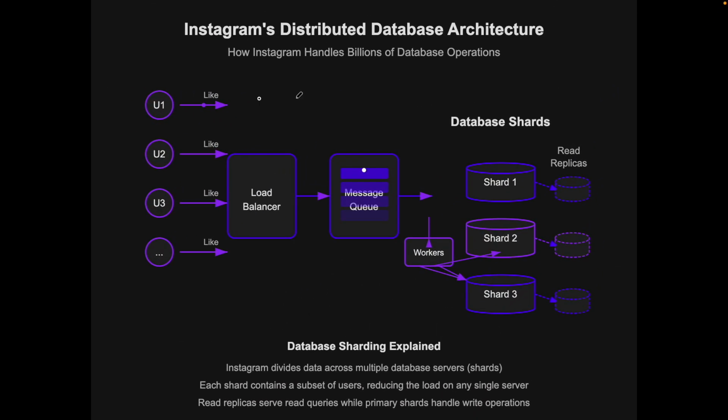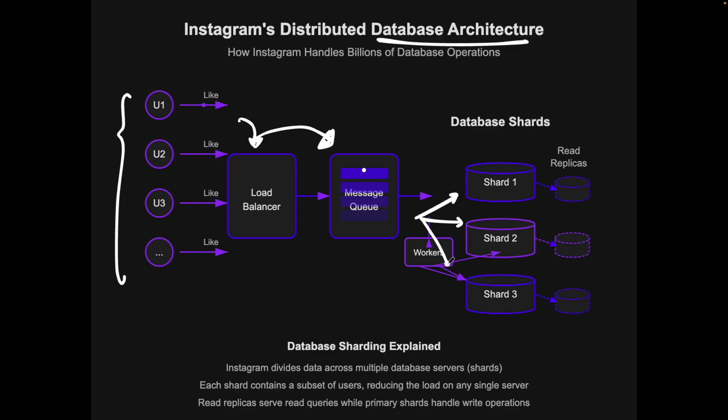Now let's understand what the database architecture of Instagram actually looks like. All the like requests first come to the load balancer. The load balancer then forwards these requests to the messaging queues, which are then distributed across the different DB servers, or the shards we can say. Each shard contains a different subset of the users, which reduces the load on a single server.